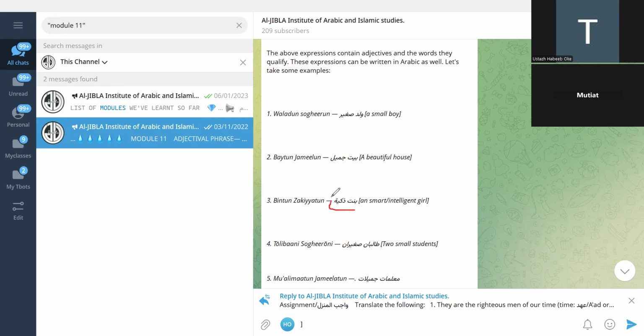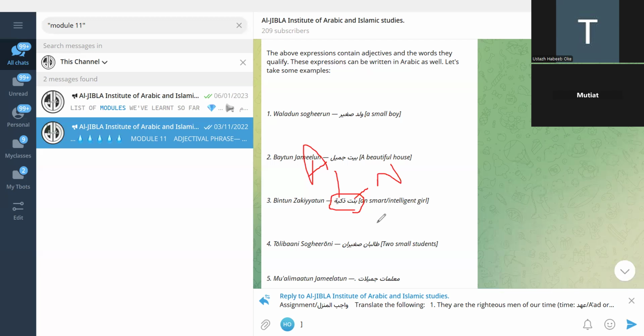Bintun zakiya, a smart or intelligent girl. Bintun is a noun, and zakiya is an adjective. Okay, so can you tell me what you notice between the Arabic formation and the English formation? Something notable that you see? Bintun zakiya, and in English it means an intelligent girl.